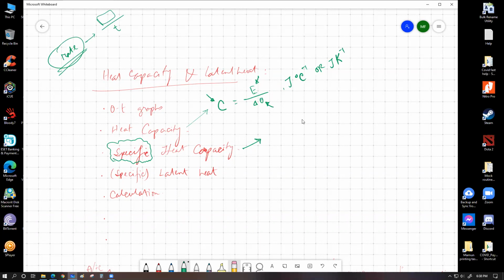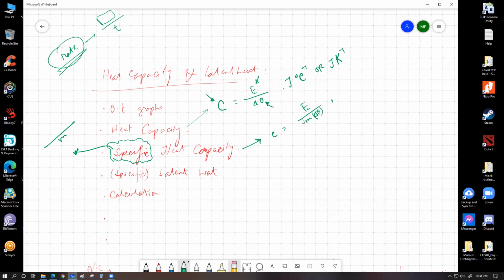In the same manner, the word specific in physics almost always means there will be some quantity divided by some amount of mass, or what happens per mass, or what happens for 1 kg of mass, unit mass. The symbol for specific heat capacity is small c. They both have the same shape. Capital C and small c don't have much of a difference. I'm just writing them one as large and one as small. You should also try to do that. Specific heat capacity is given by E divided by m delta theta.